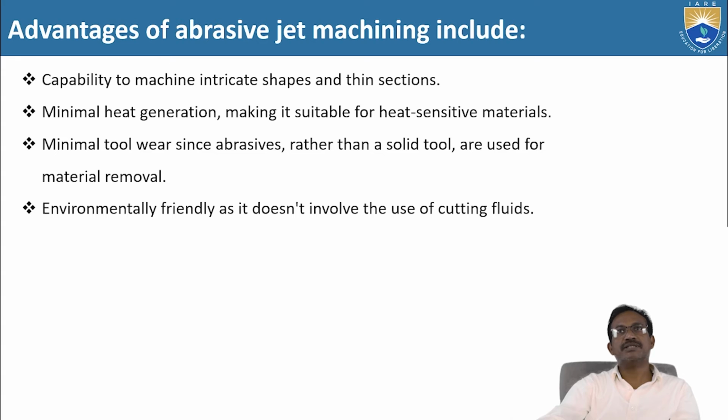Advantages of abrasive jet machining include capability to machine intricate shapes and thin sections, minimal heat generation, making it suitable for heat sensitive materials, and minimal tool wear since abrasives rather than a solid tool are used for material removal. It is environmentally friendly as it doesn't involve the use of cutting fluids. So these are the advantages of abrasive jet machining.